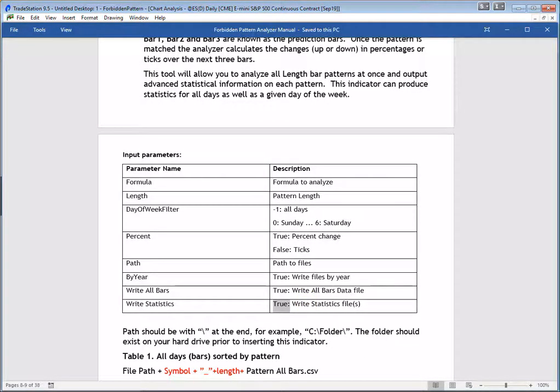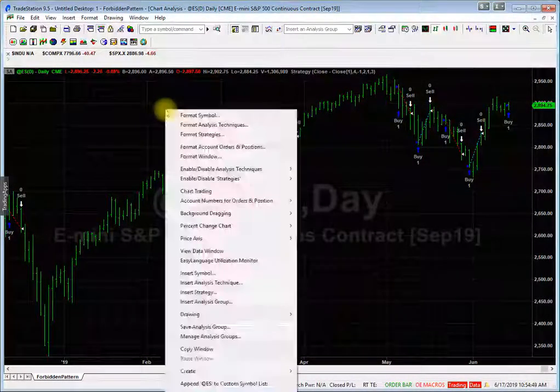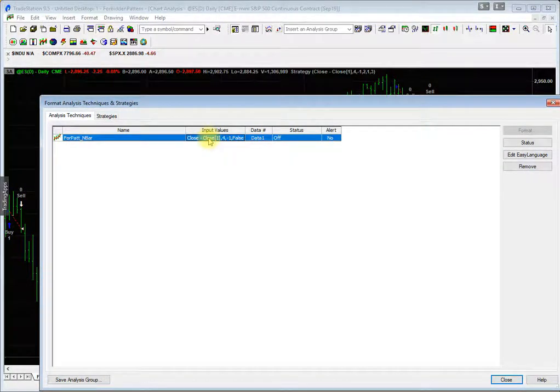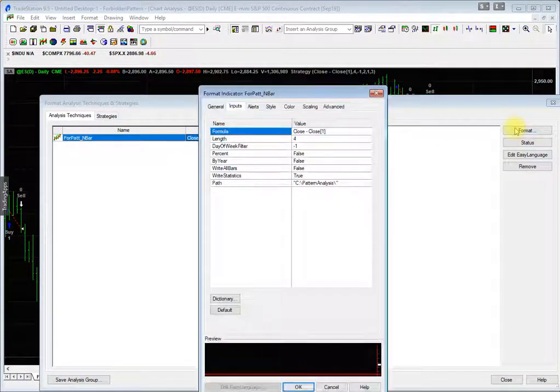So let's take a real quick look at the indicator on the chart and what it looks like. I'm going to status that on. I'm going to say format. Okay, here's my formula. Close minus close of 1. You saw that in the formula. 4 bars is the length I'm looking at. I don't care about the day of week filter. I just want to see all occurrences. I want to see the average return on a tick basis.